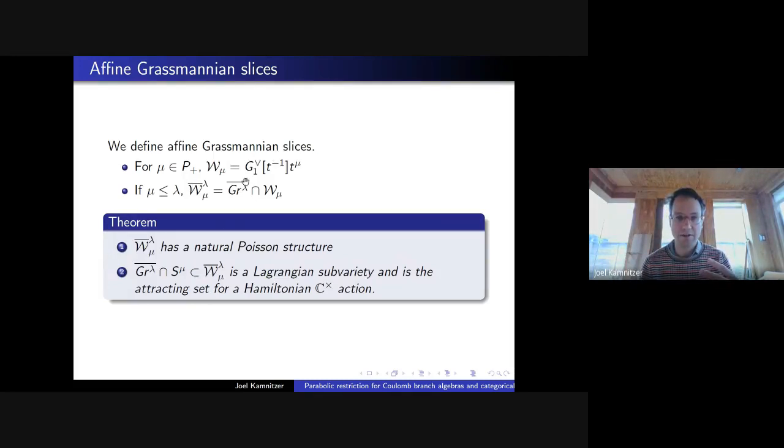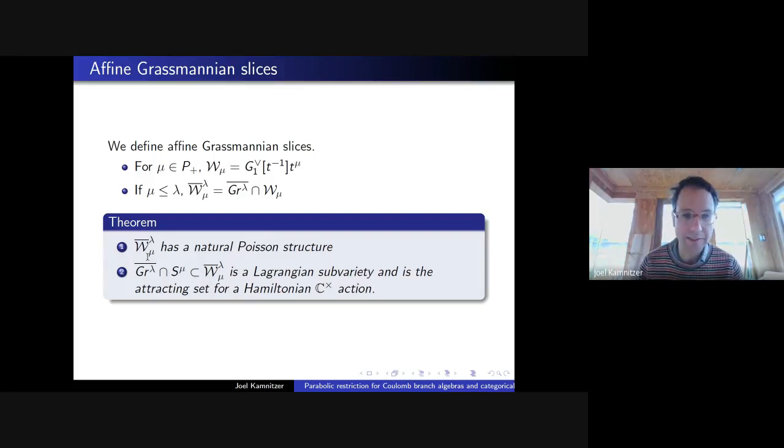So this one is kind of like a Schubert variety, and this one is kind of like an opposite Schubert cell. Okay. So the theorem is that this W lambda mu has a natural Poisson structure. Moreover, it contains this Gur lambda bar intersect S mu as a Lagrangian subvariety. Even more precisely, as I've sort of explained before, it's the attracting set for a Hamiltonian C star action. So we're in a very nice setup. We have a nice Poisson variety, and it contains the object we're interested in as a Lagrangian subvariety.